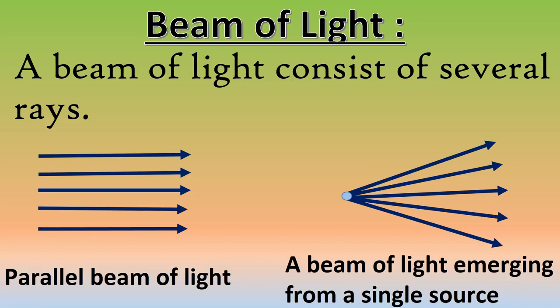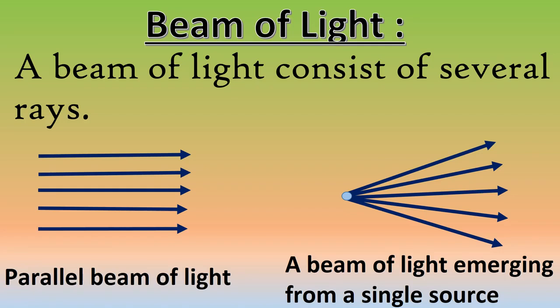Students, beam of light can be represented in different ways. The first way is in which the rays are arranged parallelly to each other. They are drawn with equal distance between them and are pointing towards the same direction. It is labeled as a parallel beam of light.